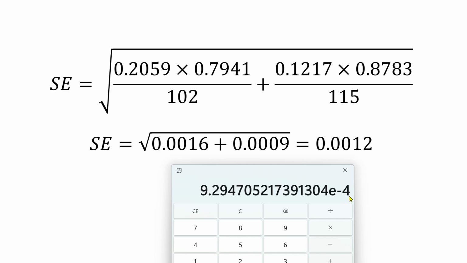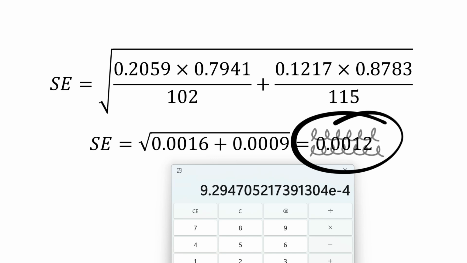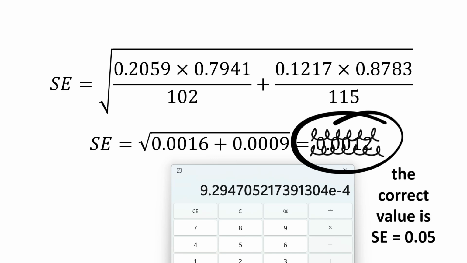Secondly, the scientific notation is telling us that the 9, this first digit that the calculator gave us, goes in the fourth decimal place. So you see 0.0009, that's the fourth decimal place. So we don't need to write any of the other digits because we're rounding to 4 decimal places anyway. So this is how you deal with the scientific notation.